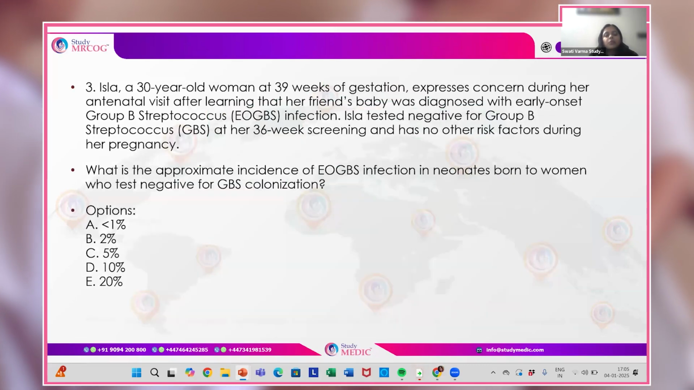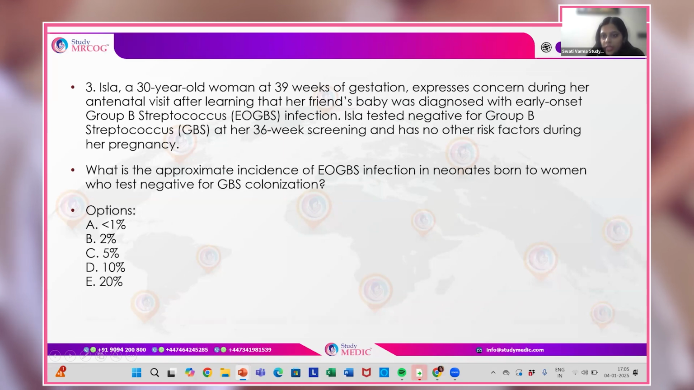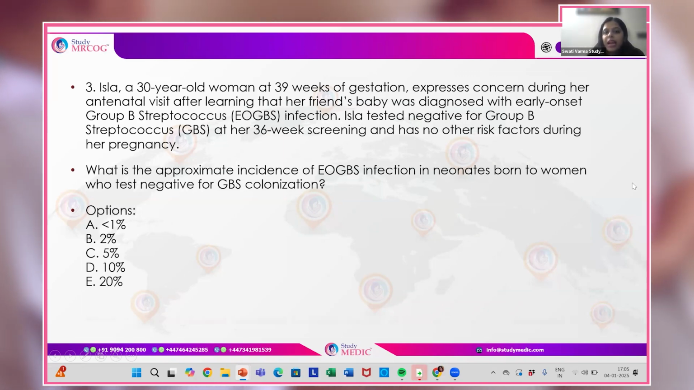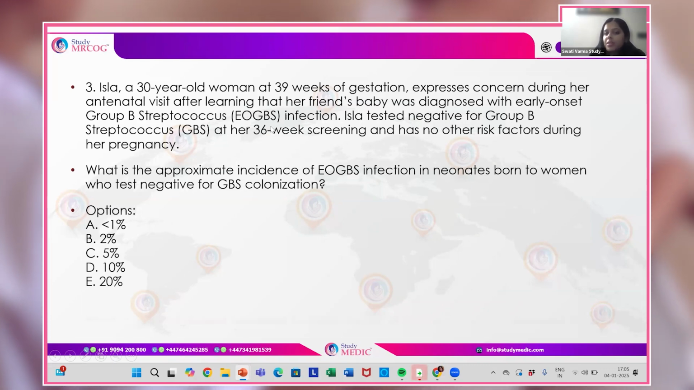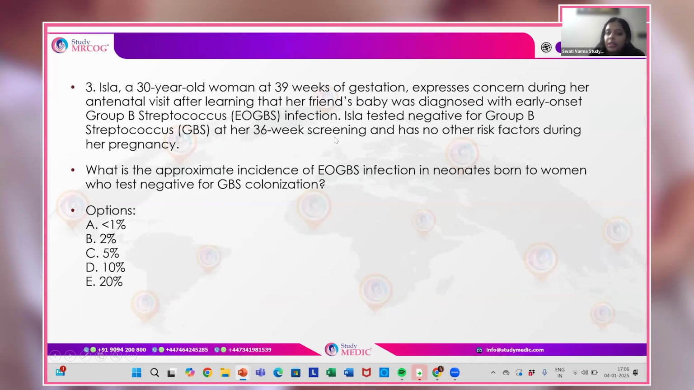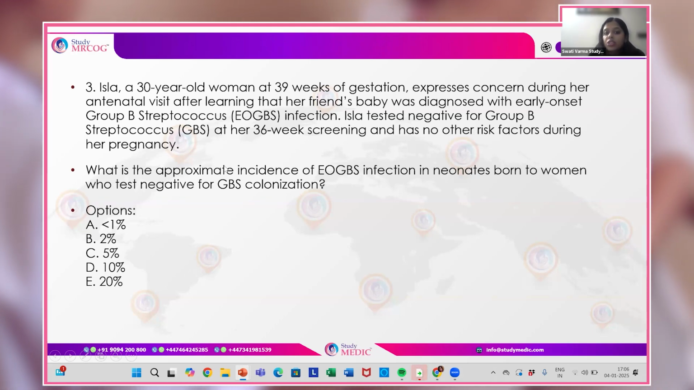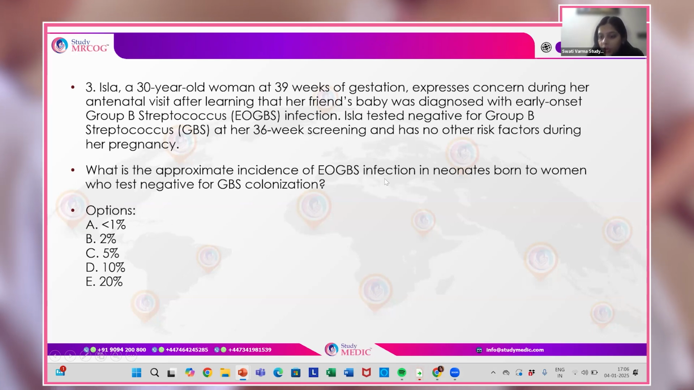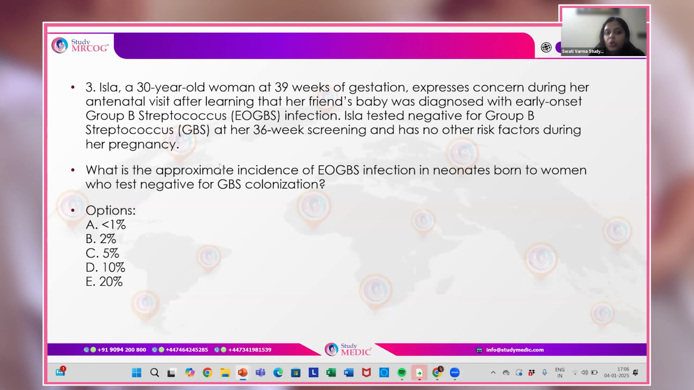All right, now let's come to the third question. Isla, a 30-year-old woman at 39 weeks of gestation, expresses concern during her antenatal visit after learning that her friend's baby was diagnosed with early onset GBS infection. She herself tested negative for GBS at her 36-week screening. She has no other risk factors. Now she asks, what is the approximate incidence of EO-GBS infection in neonates born to women who tested negative for GBS colonization?